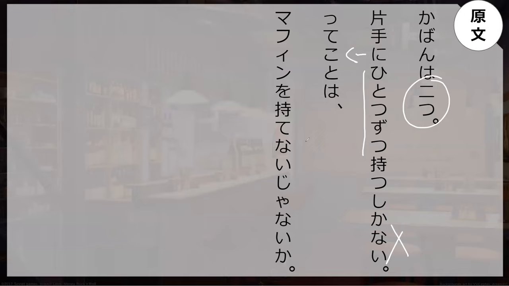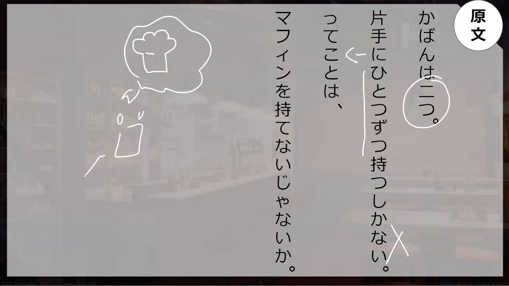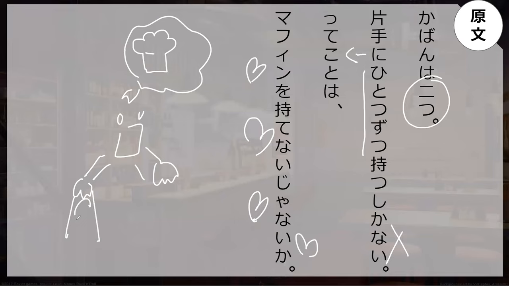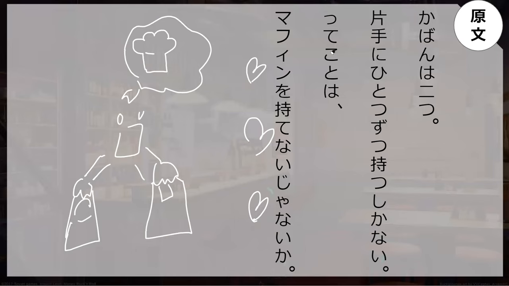So his translation of this sentence is, te koto wa, mafin o motte nai janai ka? Te koto wa, from that koto, mafin o motte nai janai ka. So he asks himself a question. That means he's saying, I cannot hold the muffin, right? Isn't it? He asks himself, I can no longer hold the muffin. Why can't he hold the muffin? Because of the te koto, the fact that he can only hold one bag with one hand, and there are two bags, and he only has two hands.